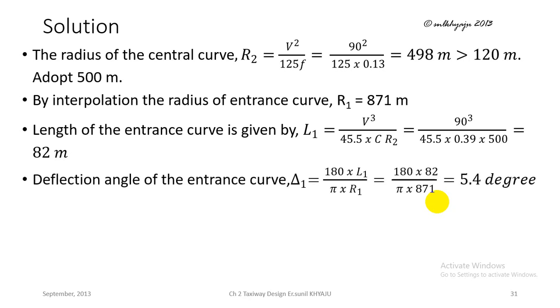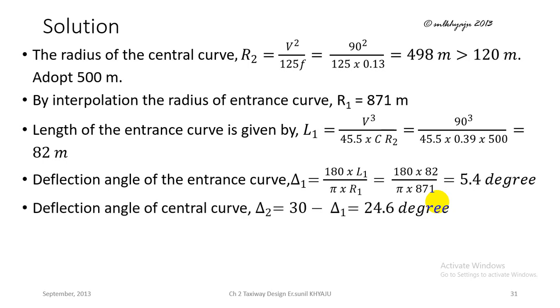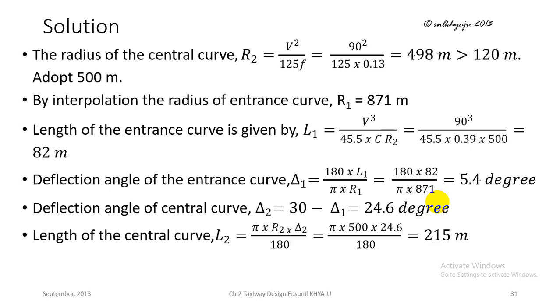Deflection angle of the entrance curve delta 1 is calculated from 180 L1 divided by pi R1 and is calculated as 5.4 degree. Then deflection angle of the central curve delta 2 is taken as 30 minus delta 1, that is calculated as 24.6 degree. Length of central curve L2 is calculated from pi R2 delta 2 divided by 180 and calculated as 215 meter.